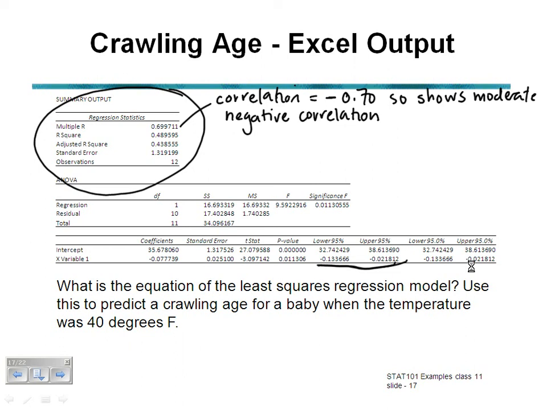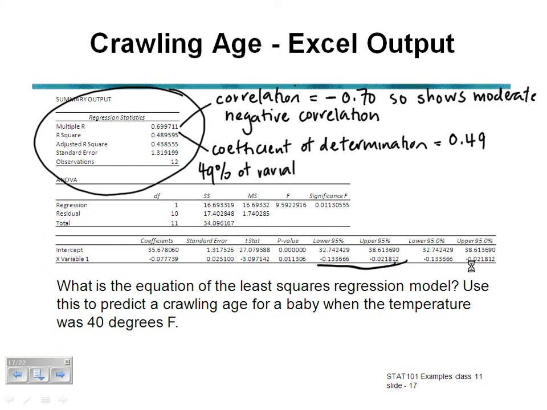Moving on to R squared, our coefficient of determination, 0.49. So this means 49% of the variation in the crawling age can be explained using the temperature. Correlation was negative 0.7, R squared 0.49. 49% of the variation in the crawling age can be explained using the temperature, or can be explained using our model, if you like.